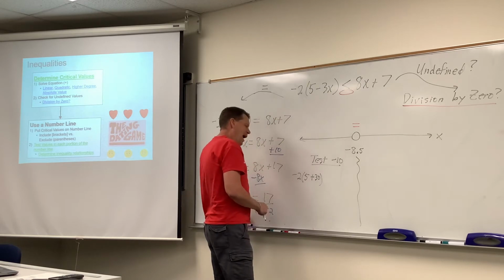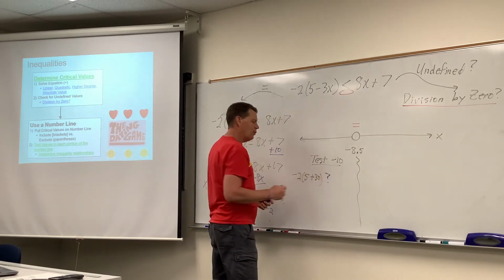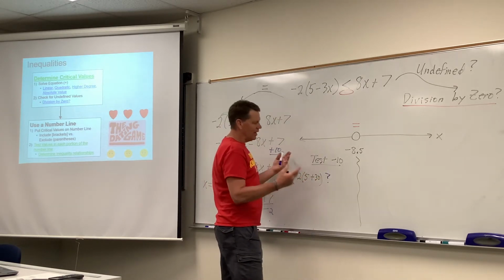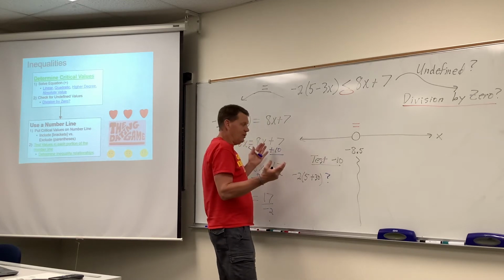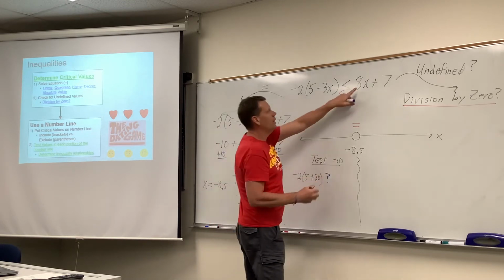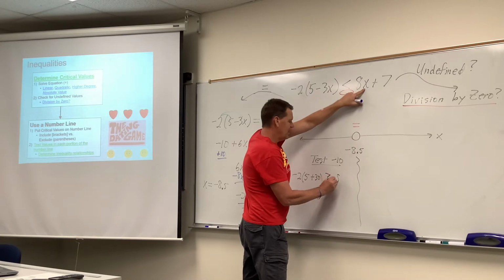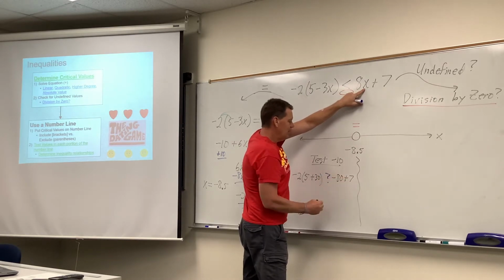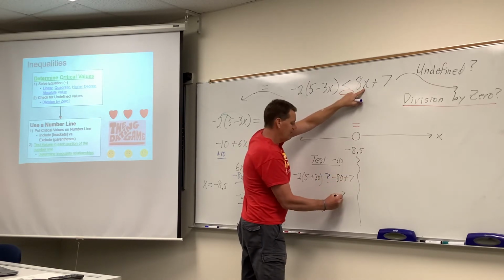All right. I always put a question mark here because we don't know the relationship yet. Just like the beginning of a date. It's too early to tell. We put negative 10 in over here. 8 times negative 10 is negative 80 plus 7. This side turns out to be negative 73.